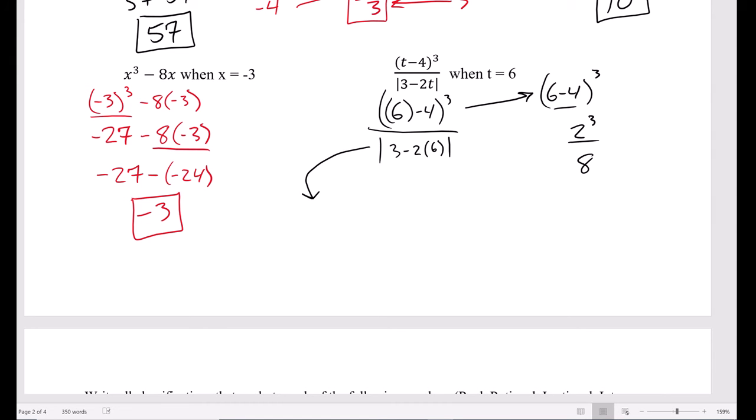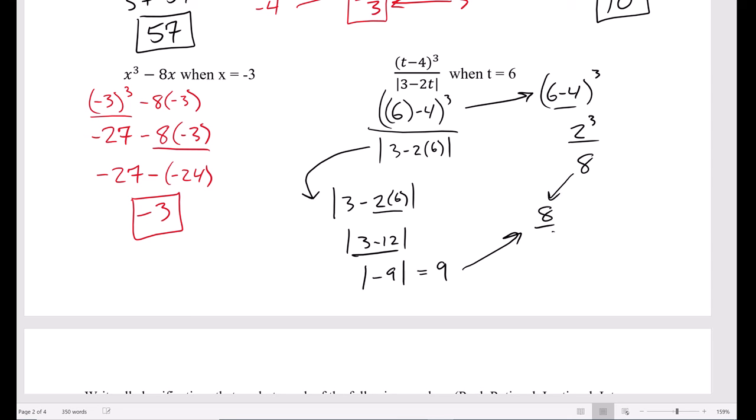In the bottom, we've got the absolute value of 3 minus 2 times 6. I deal with the multiplication first. The absolute value of 3 minus 12 gives me the absolute value of negative 9, which equals 9. Once again, we put these back together. This is the bottom of the fraction. This is the top, and my answer is 8/9.